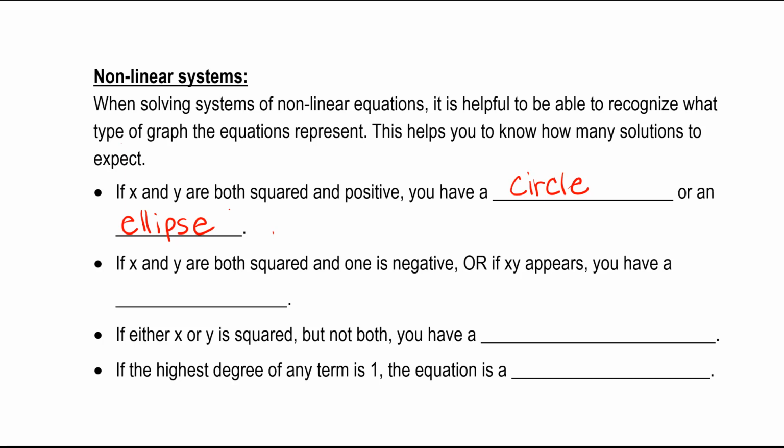to recognize that equation. If x and y are both squared and one is negative, or if xy is in the equation, x times y, then you have a hyperbola, which is a double curve. It looks like two parabolas, actually, kind of. If either x or y is squared but not both, then you have a parabola. And if the highest degree on any term is 1, the equation is a line. We've been talking about those equations already. So those are just some ways to recognize these different kinds of graphs quickly.